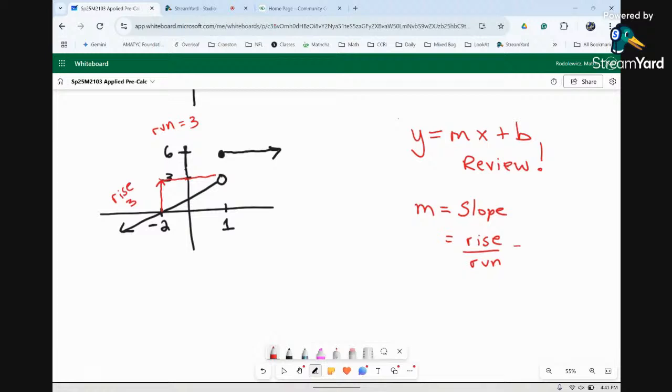Rise 3. Run 3. That's a slope that simplifies to 1.